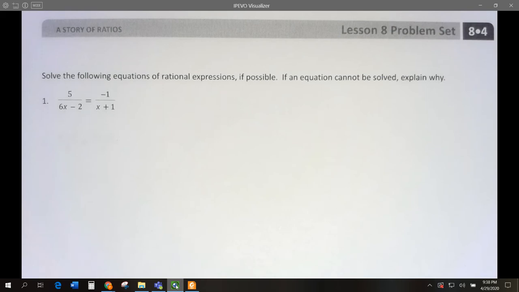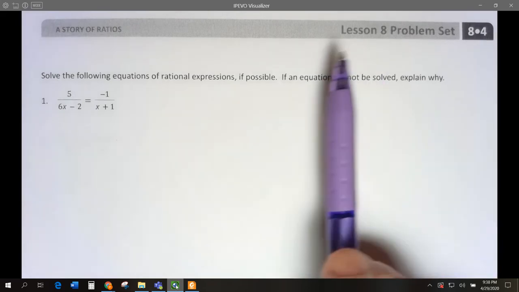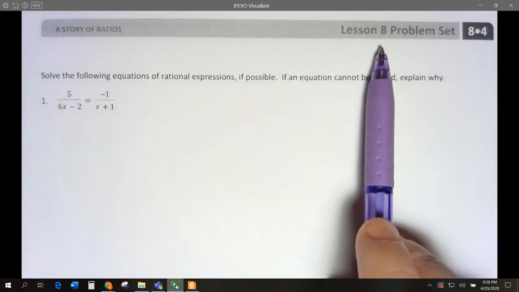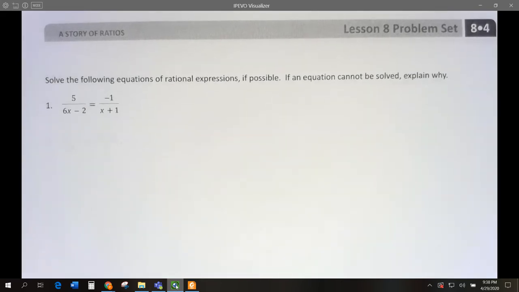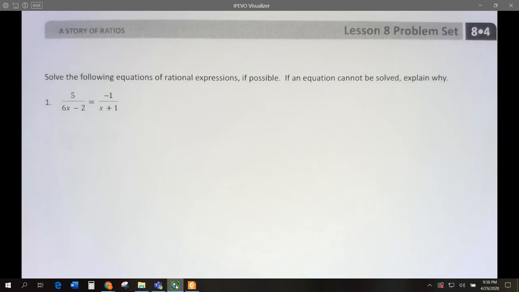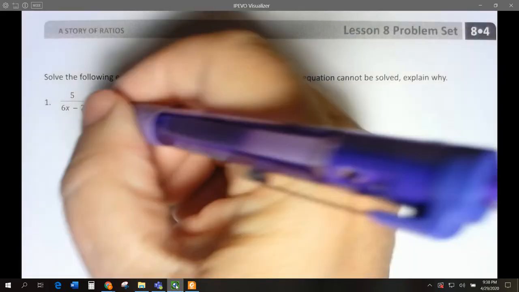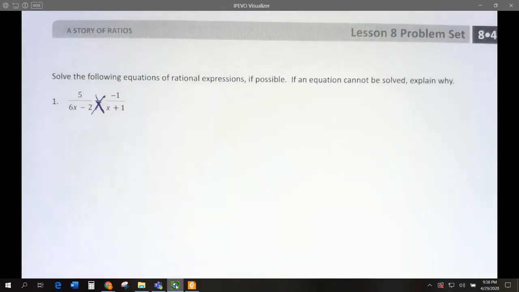Hello, 8th graders. Today we're doing Module 4, 8th grade Module 4, Lesson 8. And we're going to be using cross multiplication to solve for our variables. So remember, for cross multiplication, we just multiply across.